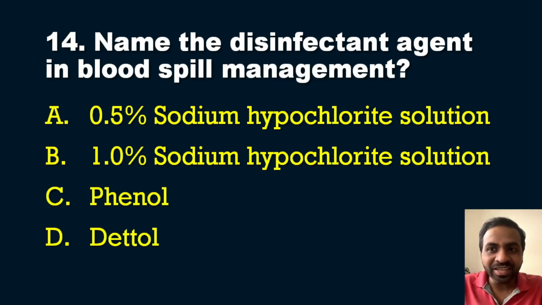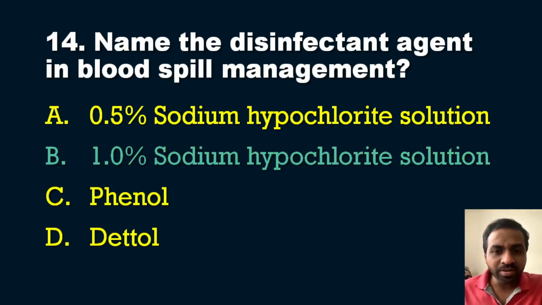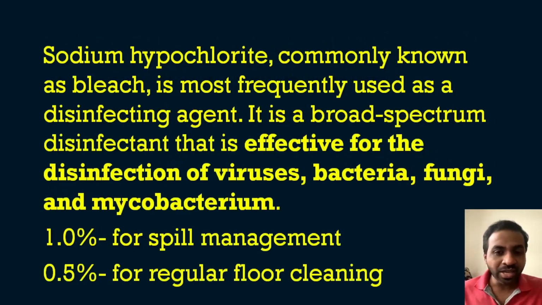The disinfectant agent in blood spill management is obviously 1% sodium hypochlorite solution. We will see in the explanation what the 0.5% is used for. Sodium hypochlorite, commonly known as bleach, is most frequently used as a disinfecting agent. It is a broad spectrum disinfectant, effective against viruses, bacteria, fungi and mycobacteria. Here, 1% is used for spill management and 0.5% for regular floor cleaning, especially in hospitals. That is about sodium hypochlorite solution and spill management.